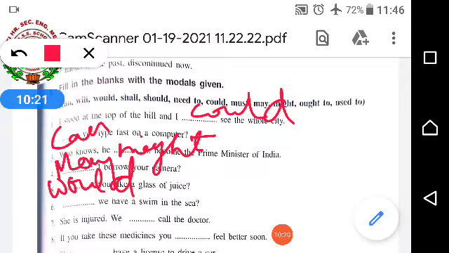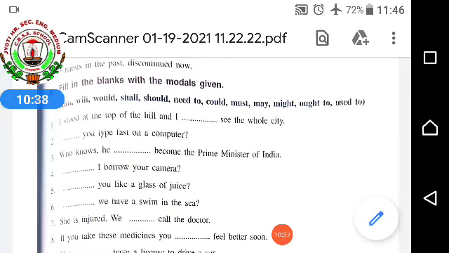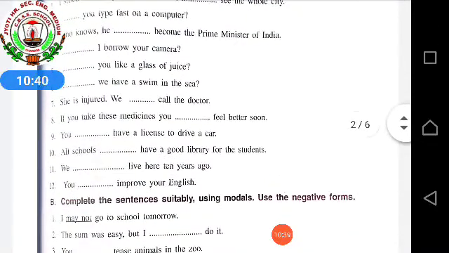So in this way, you have to solve. Next one, dash we have a swim in the sea. So, shall we have a swim in the sea? You are asking a question. I told you with I and we we are using shall. So that's why we have used shall over here. So till sixth I told you. The remaining six you people have to do by yourselves. Okay.